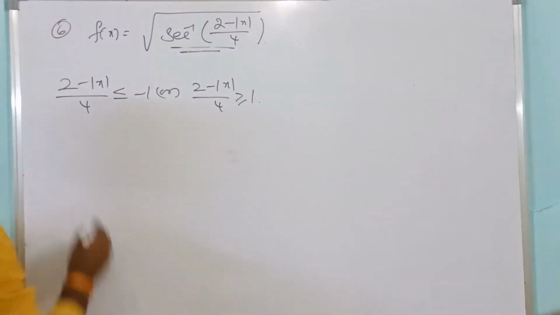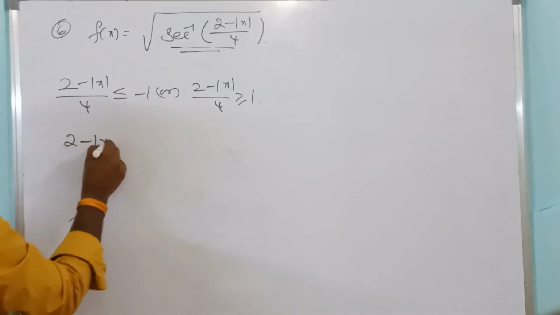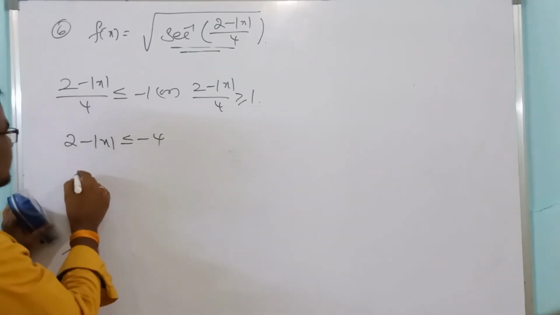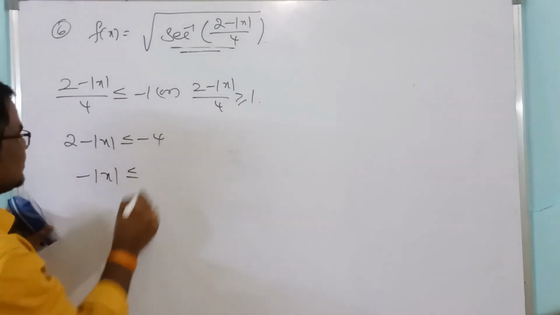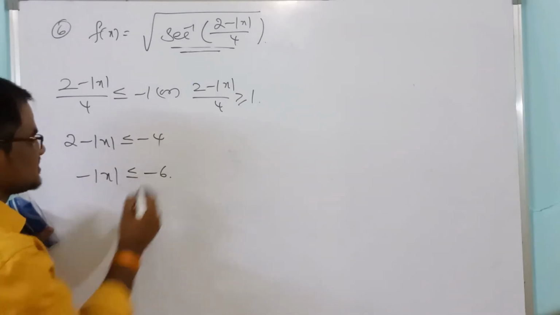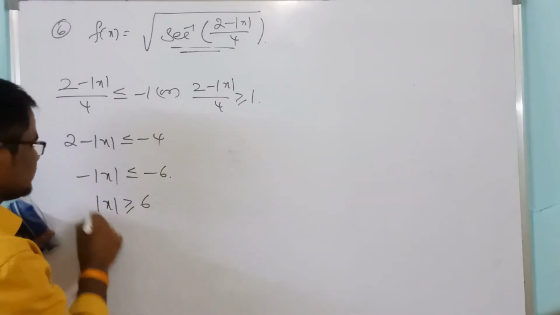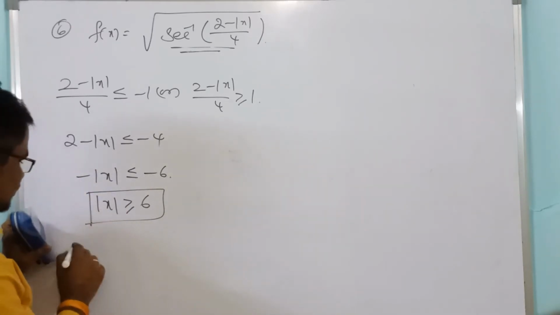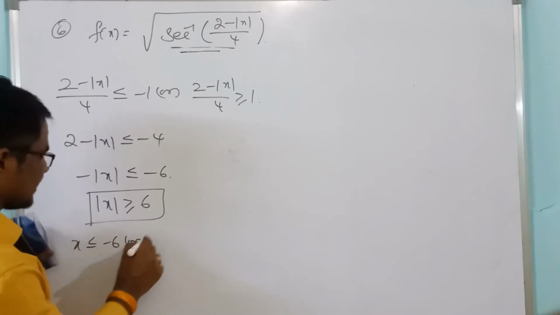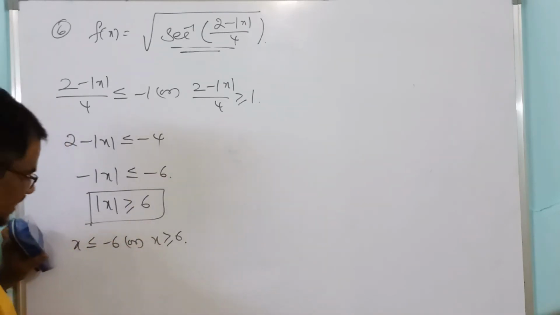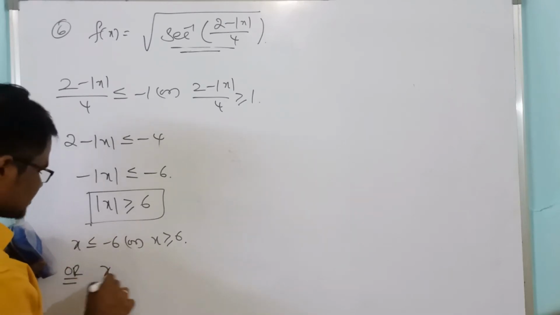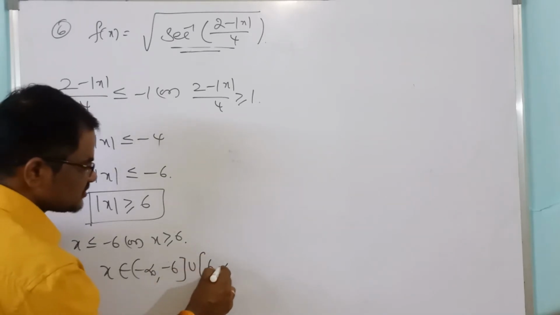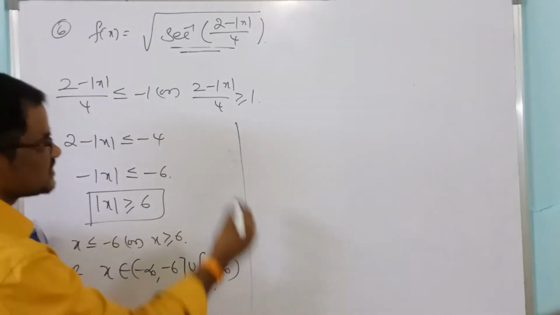Now simplify these two. Multiply with 4: 2 minus mod x less than or equal to minus 4. Now bring this to the other side: minus mod x less than or equal to minus 6. So mod x is greater than or equal to 6, since if you multiply with minus, less than becomes greater than. So x less than or equal to minus 6, or x greater than or equal to plus 6, right? Or you can write x belongs to the interval minus infinity to minus 6 union 6 to infinity.